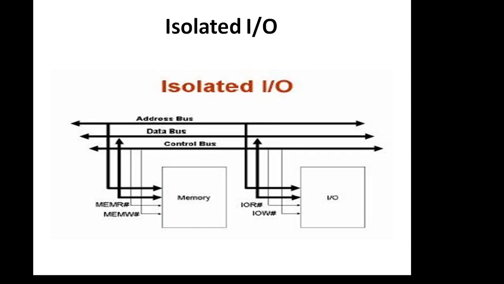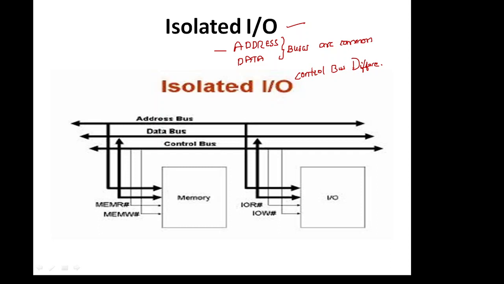So isolated in the sense, here address and data buses are common, and the control bus is different. So this we call an isolated IO. Address bus and data buses are common, and the control bus is different.